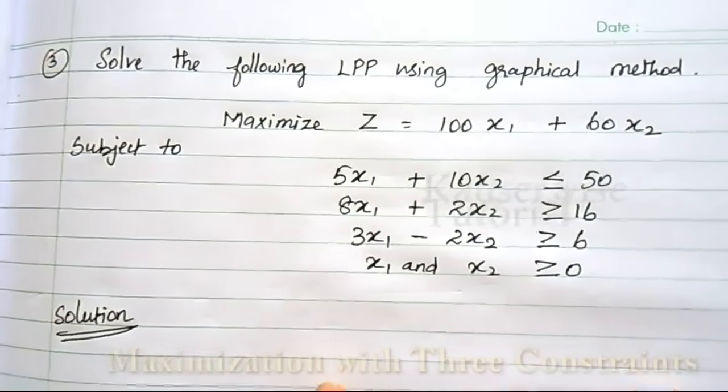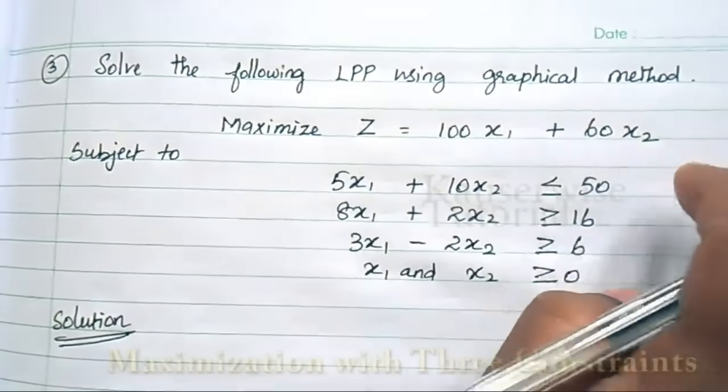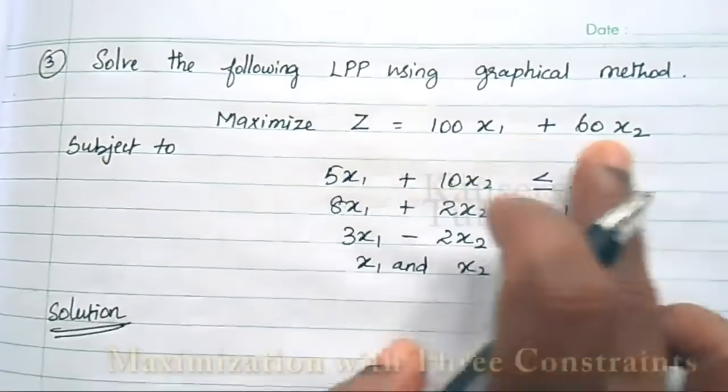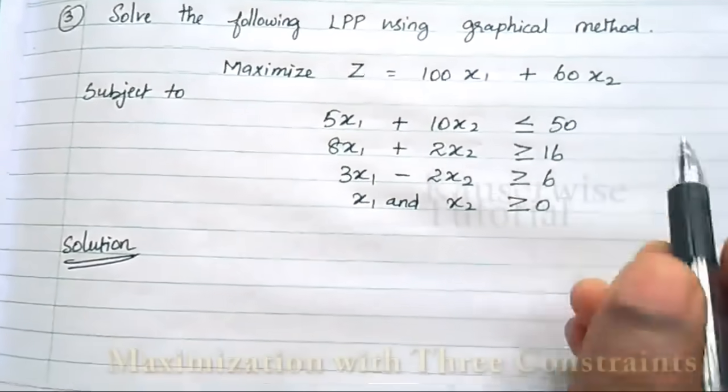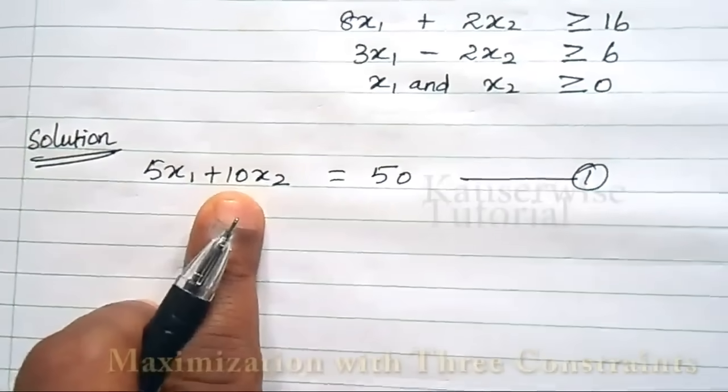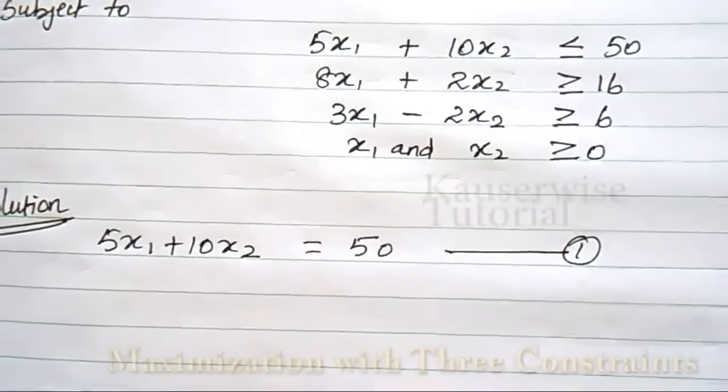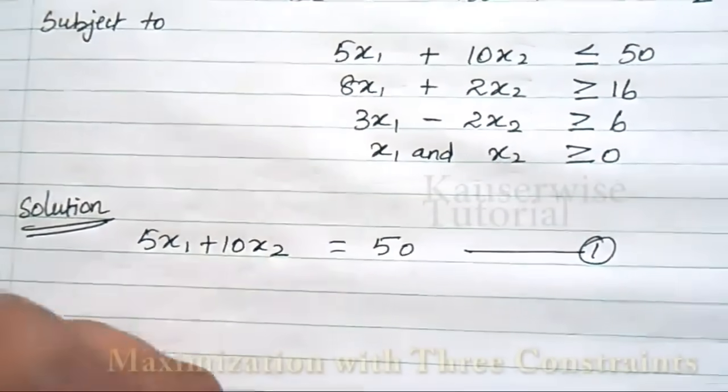Here I am going to explain the third model in the LPP graphical method. So this is the maximization problem with three constraints. Take the first constraint, make it as an equation. 5x1 plus 10x2 is equal to 50. So find the value for x1 and x2.